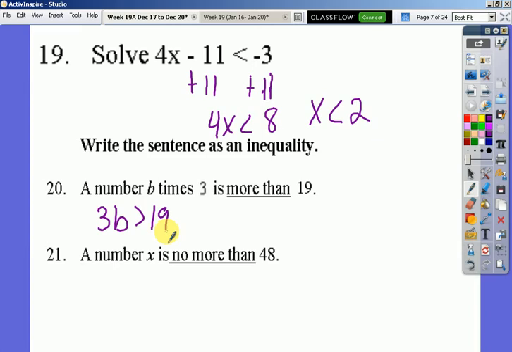Okay, number 21 says a number x is no more than 48. So no more than. So we have x is less than, is it just less than or less than or equal to? Less than or equal to. Yeah, it can be 48 or lower, right? I want to make no more than 48 cookies. So 48, 47, 46, right? That all works. Any questions about 19 to 21? No? All right, let's move along to the next slide.